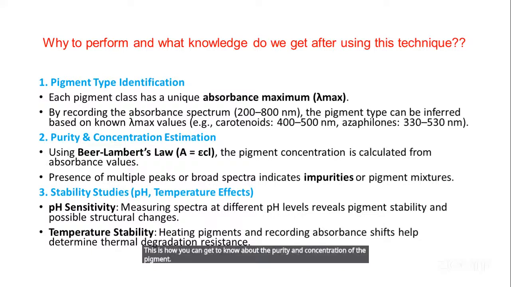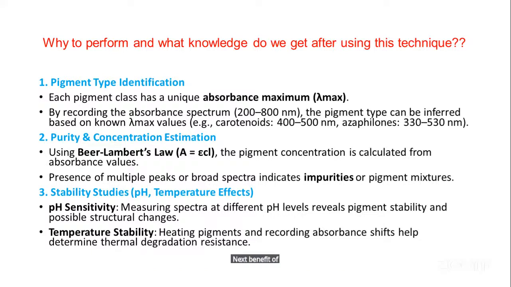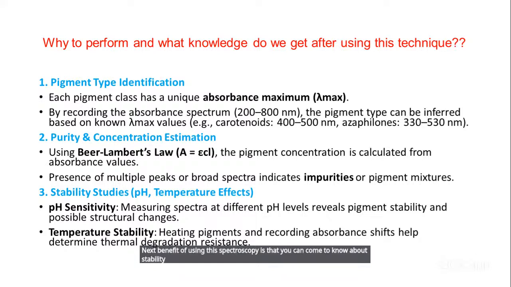The next benefit of using this spectroscopy is that you can come to know about stability factors. When we measure a pigment's UV visible spectrum at different pH and temperature, we can see how stable it is and whether its structure changes.